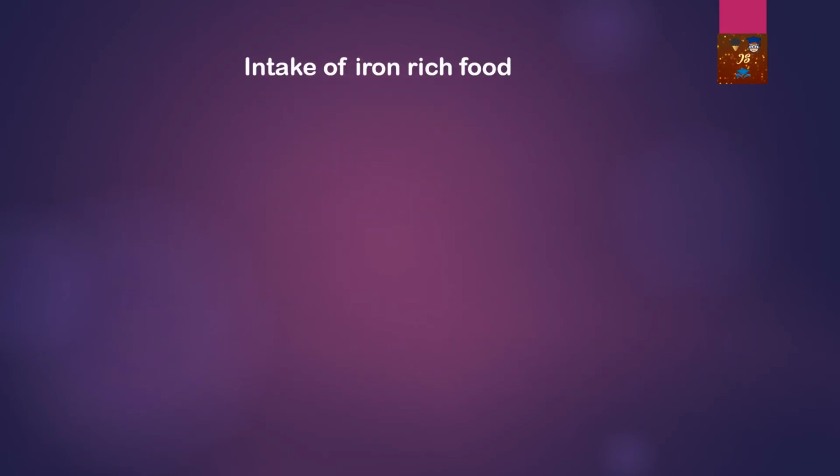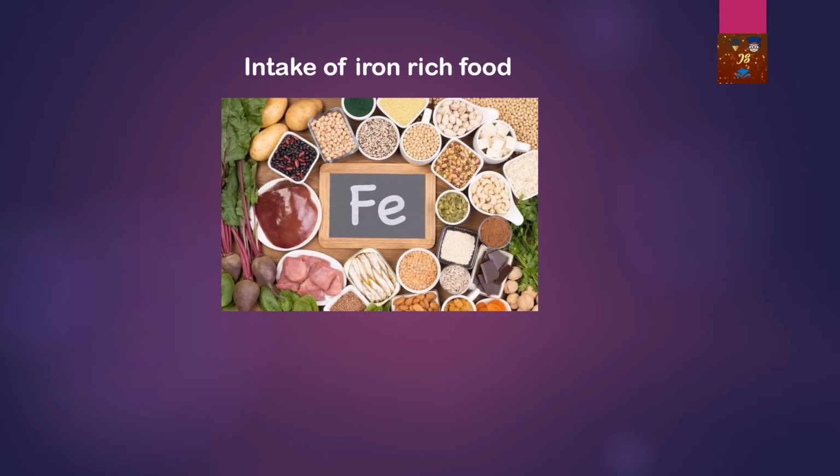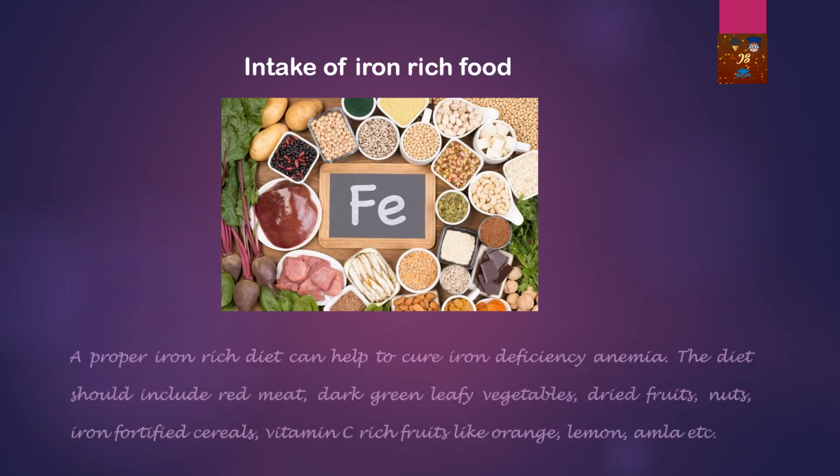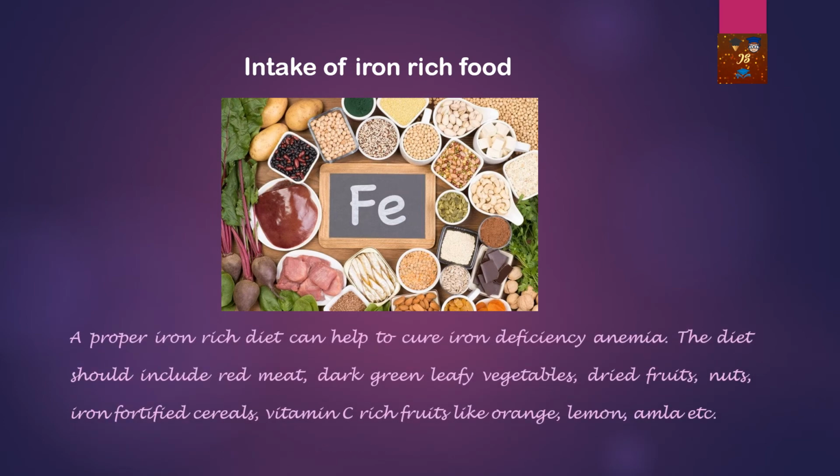The next one is intake of iron-rich food. That means a healthy, iron-filled diet. You can see in the picture that these are all foods which are very rich in iron. Liver, then meat, then green leafy vegetables, then legumes and potatoes. A proper iron-rich diet can help to cure iron deficiency anemia. The diet should include red meat, dark green leafy vegetables, dried fruits and nuts, iron fortified cereals, and vitamin C rich fruits like orange, lemon, amla, etc.